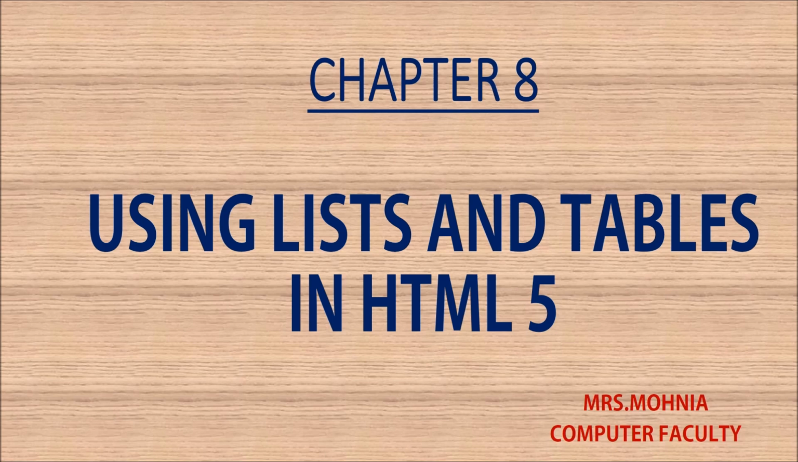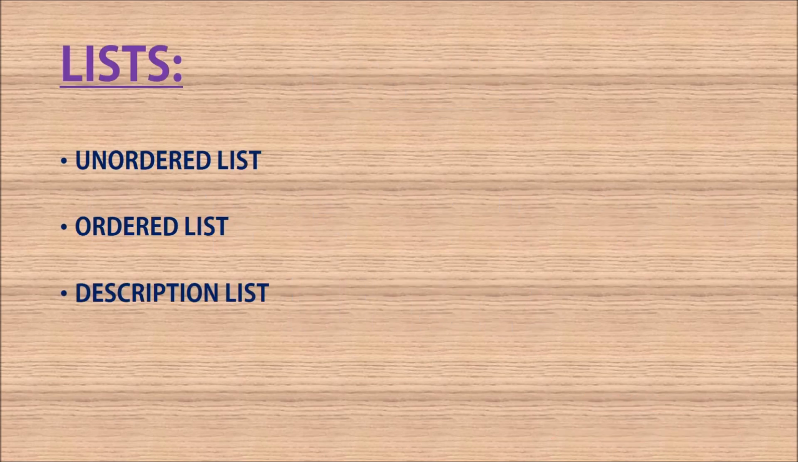Well, for today, we'll be learning about lists. Lists make your web page more readable and attractive. Here we have three types of list: unordered list, ordered list, and description list. Unordered list is also known as bulleted list. The next is ordered list, which is known as numbered list. And the third is description list. This list is used mostly for displaying definition terms and their description. So today we'll be understanding how to use unordered list and ordered list.